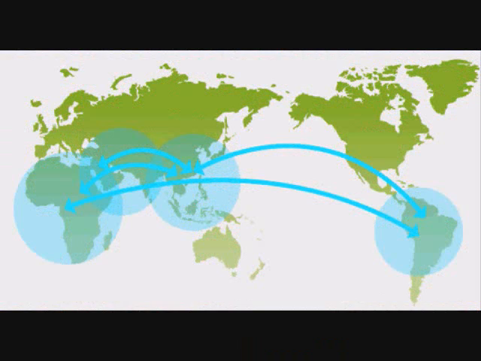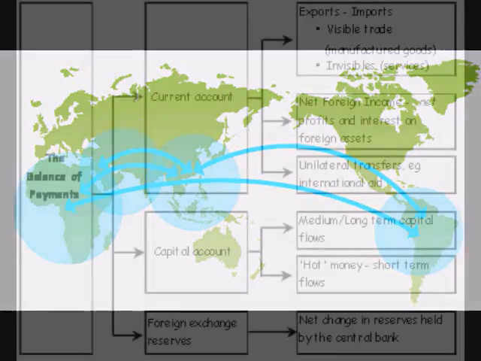Balance of payments and balance of payments theory. In the last two videos we learned about the current account, which measures trade flow into and out of a country, and the capital account, which measures capital flow into and out of a country. These two accounts combine to form the balance of payments.